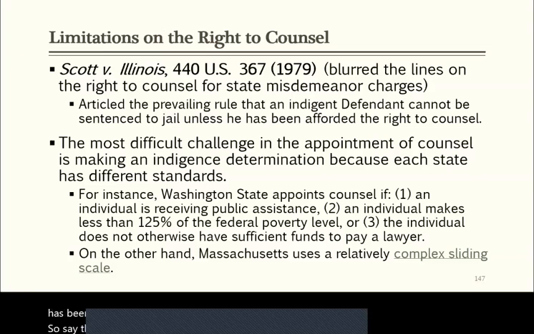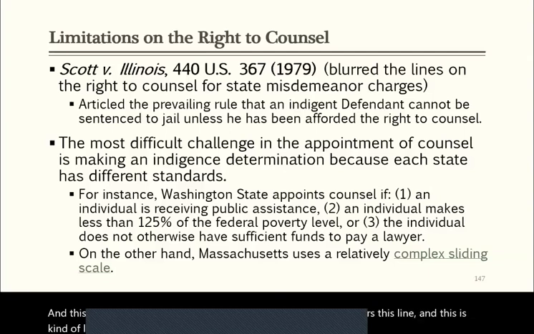The rule is a defendant cannot be sentenced to jail unless he has been afforded the right to counsel. Right? So if it's a misdemeanor and you don't get a lawyer, the most that they can do to you is give you a fine. They cannot put you in jail. And that's where Scott v. Illinois kind of comes into play, how it blurs this line. And that's just kind of like the middle ground that we get from it.